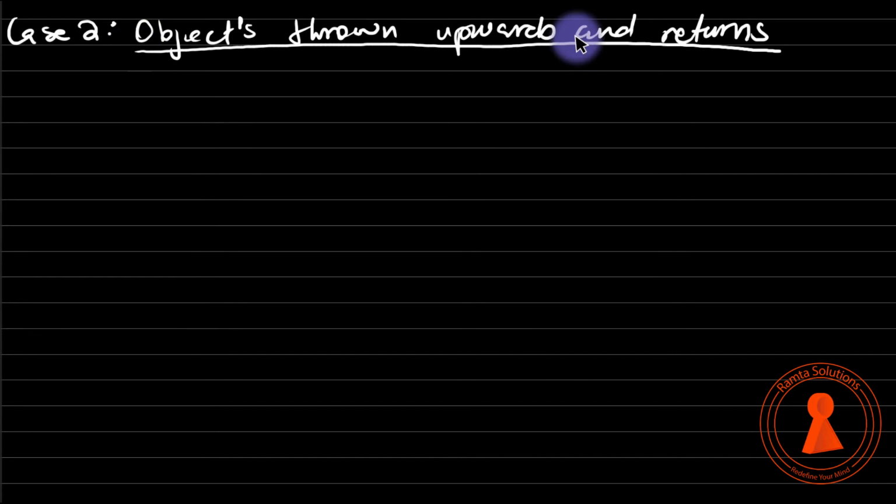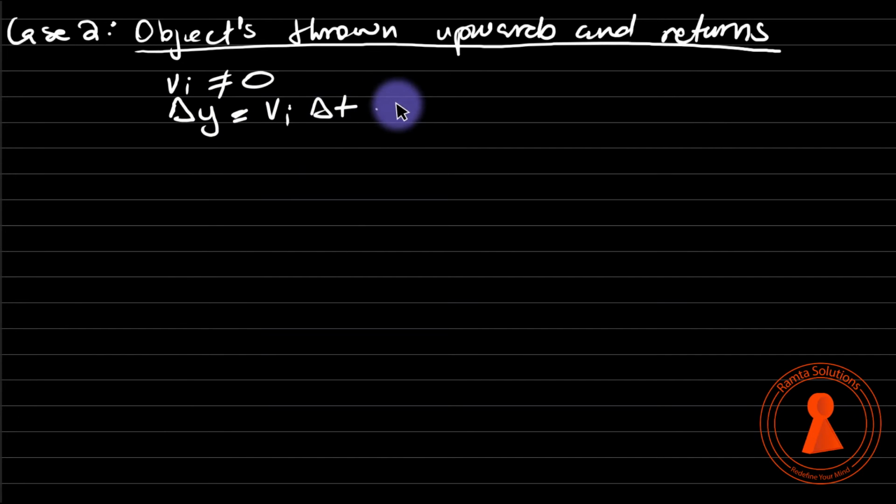The one where the object is thrown downwards, you can try to do on your own. I think you won't get it wrong. Otherwise, I will send you a working of it on your LMS. Now here, initial velocity is not equal to 0. So here we're looking at, again, delta y equals vi delta t plus half a delta t squared.